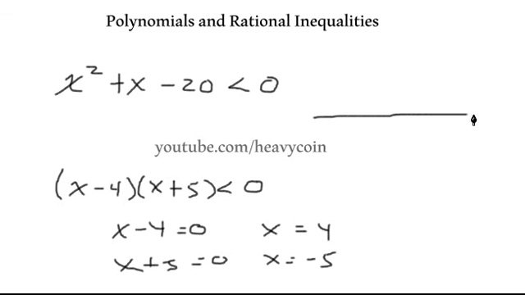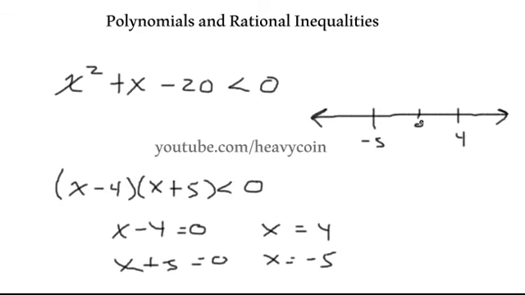Then we're going to draw a number line, and plot 4 and negative 5 on the number line. So here's negative 5, and here is 4. What we're going to do is pick what I call test points. We pick a test point like 0, plug it in, and see if it's true. If I plug 0 in, you get negative 4, and you get 5. Negative 4 times 5 is negative 20. So 0 makes this true: negative 20 is a negative number, and it must be less than 0. Well, negative 20 is less than 0.